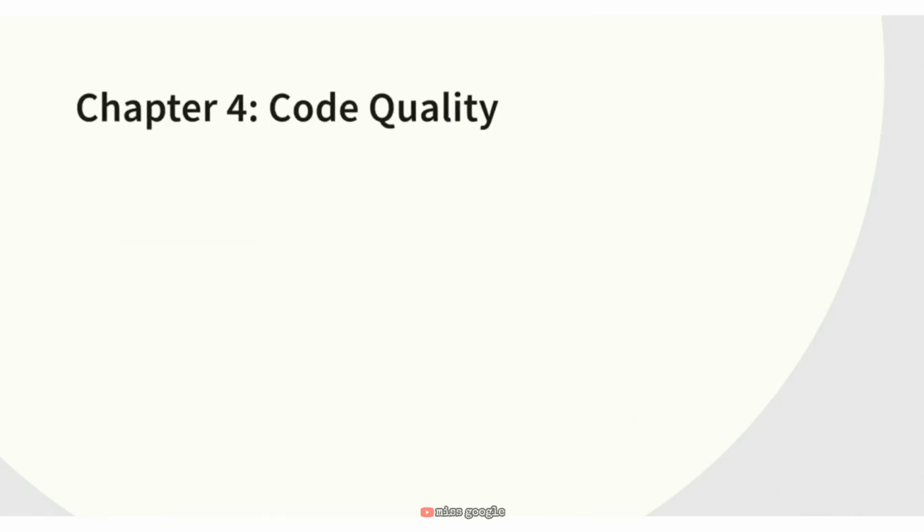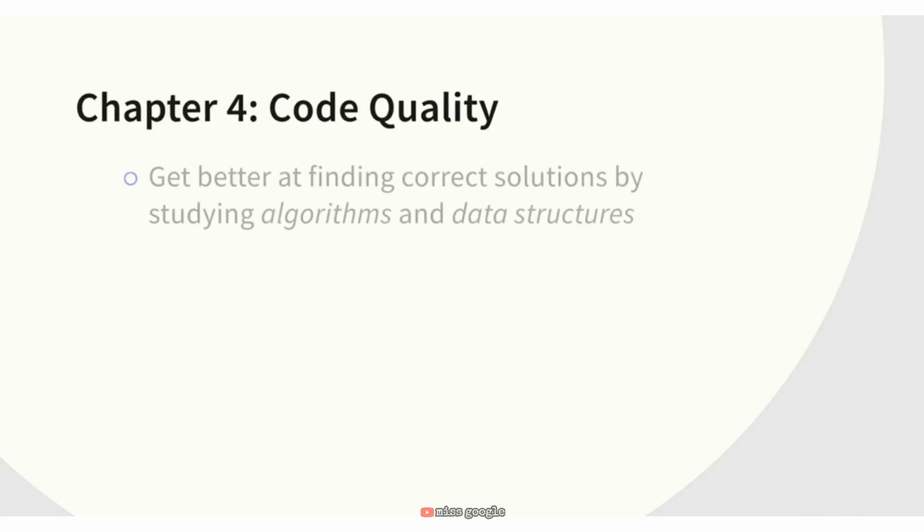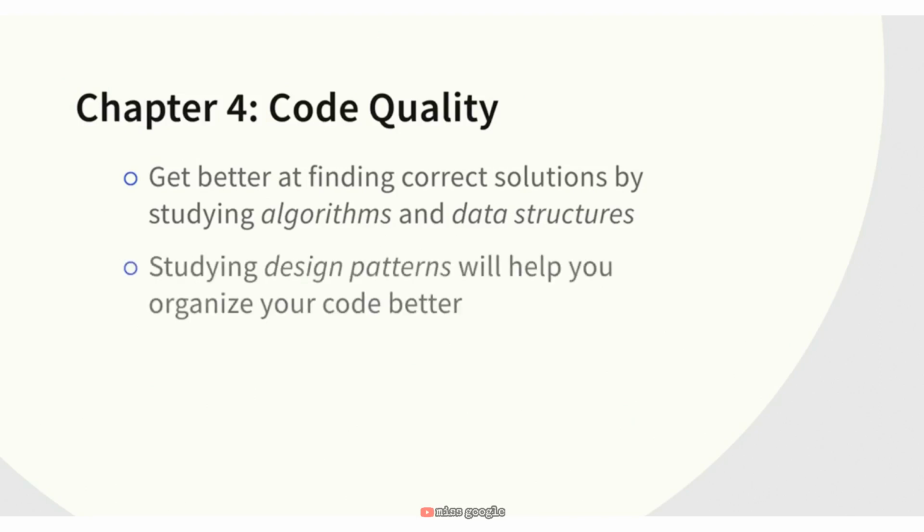Finally, code quality, our biggest chapter. Correctness is one of the key pillars here, and you can get better at finding correct solutions to problems by studying algorithms and data structures. You can also study design patterns because they help tremendously in organizing our code better. When it comes to readability and maintainability, we focused on PEP 8 in this course, which is important, but design patterns fundamentally help us think about how to structure our code. So this is a very important area to cover.